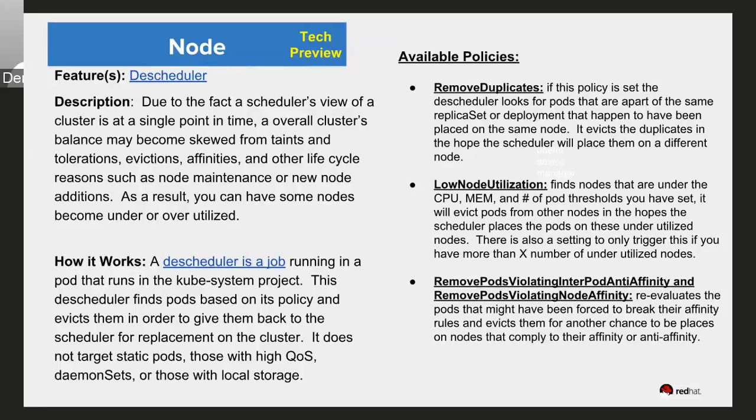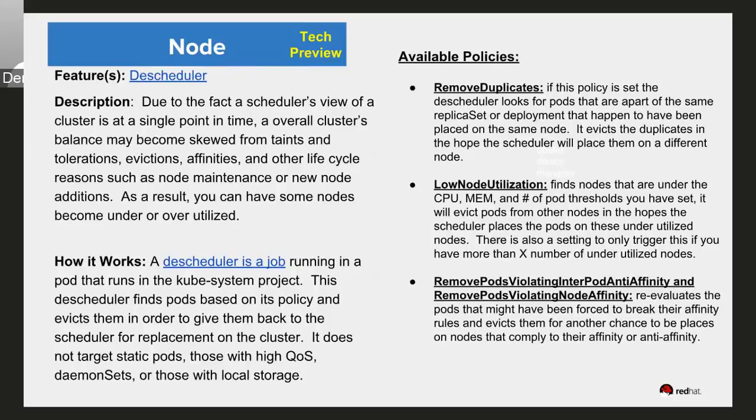So think of the descheduler component as a defragmenter for your OpenShift cluster. It runs as a job on the cluster in the kube-system project, and it can be configured with a set of available policies for how you want the descheduler to operate. In the interest of time, I encourage folks to look at the set of policies on the right, but they can help you balance actual utilization of workloads across your clusters, as well as help enforce good availability constraints.